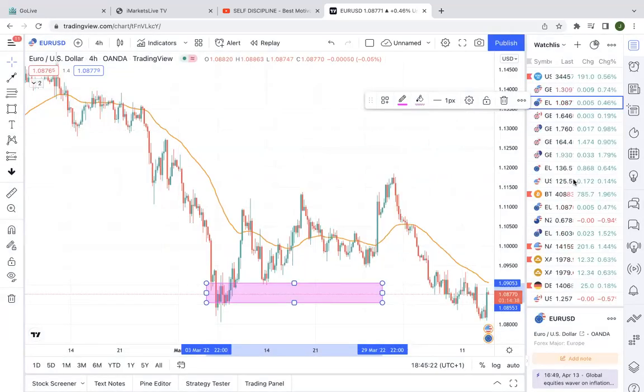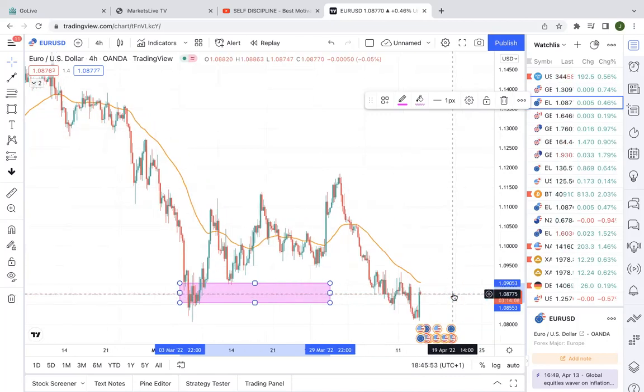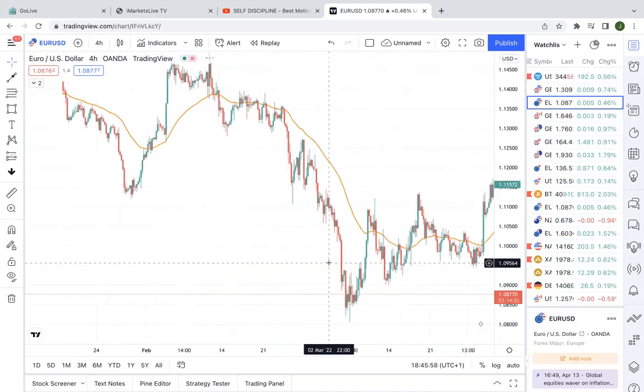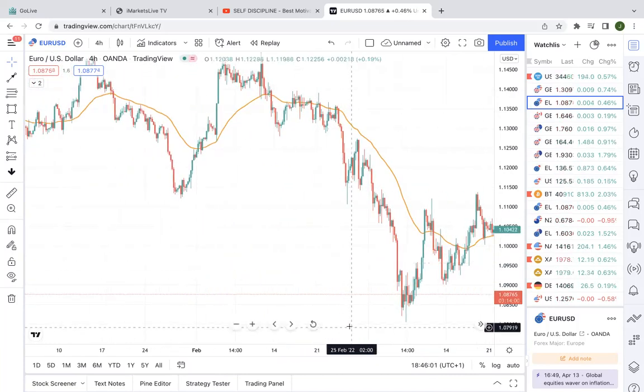So we've got one more. Drop into the chat box, what is the final one? So we've had drop, base, drop. We've had drop, base, rally. What is that final one? And where can we see it?